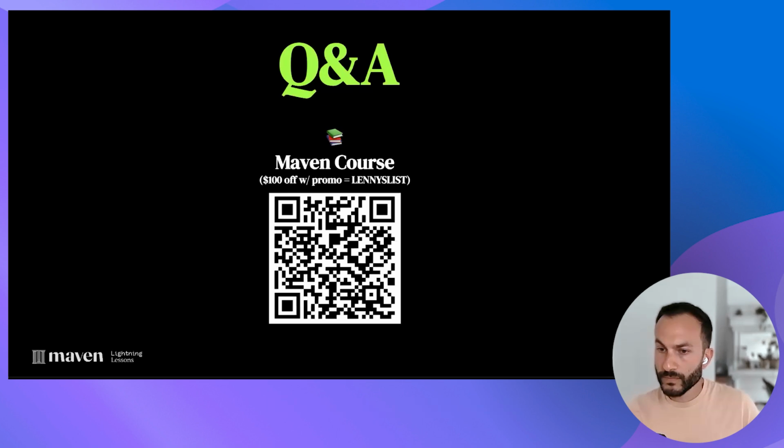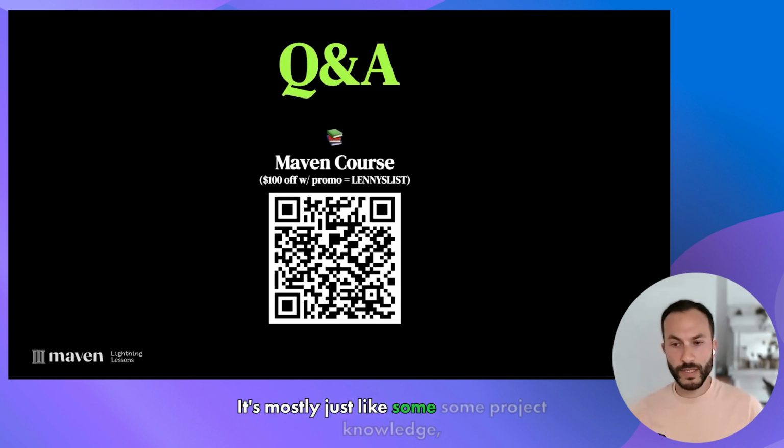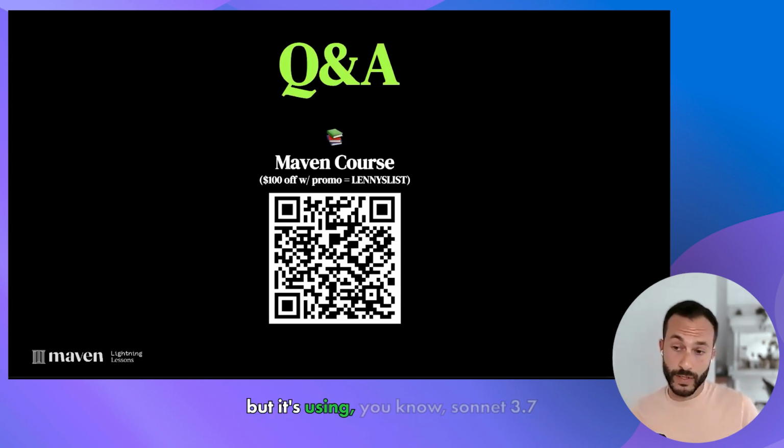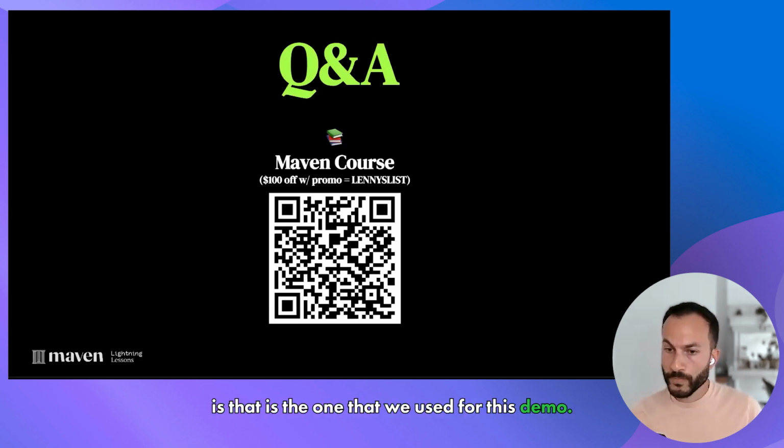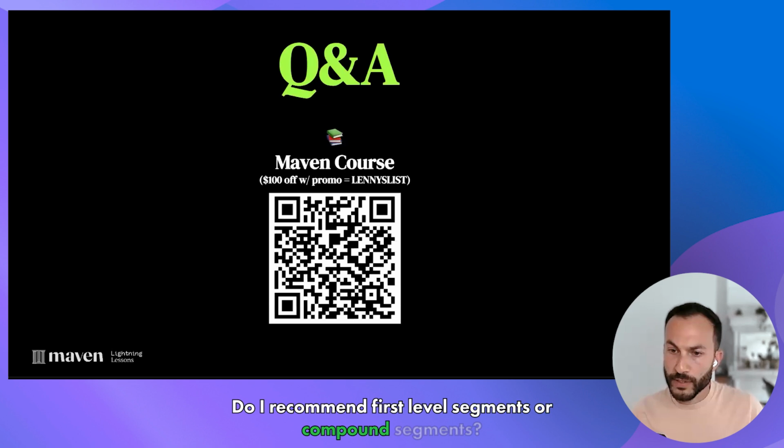Okay. Continuing to read here. Is the AI model you created free? I didn't create an AI model. It's mostly just some project knowledge, but it's using Sonnet 3.7, which is the one that we used for this demo.